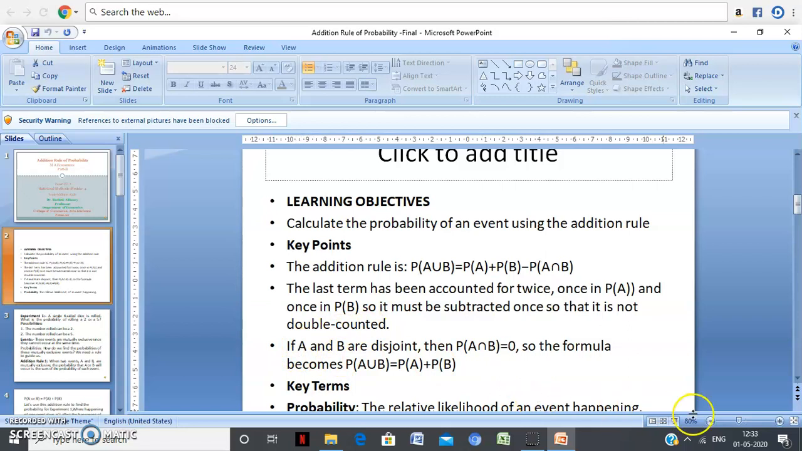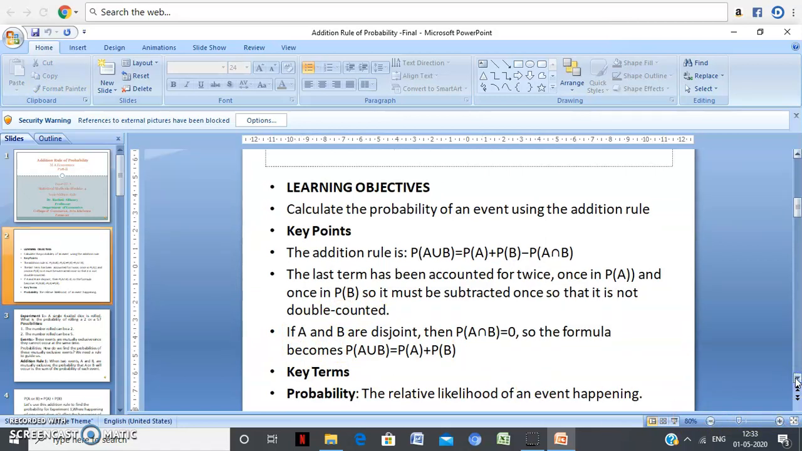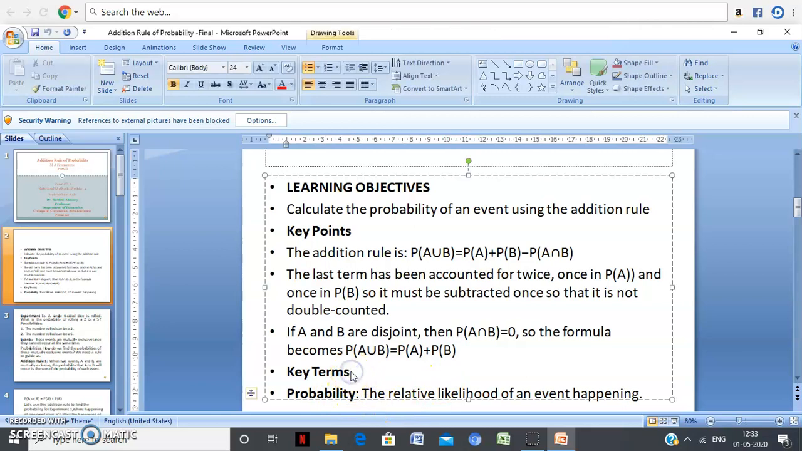If A and B are disjoint, then probability of A intersection B equals 0. So the formula becomes probability of A union B equals probability of the happening of event A plus probability of the happening of event B. Key terms: probability, that is the relative likelihood of an event happening.